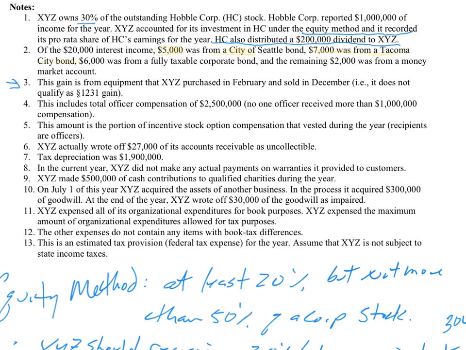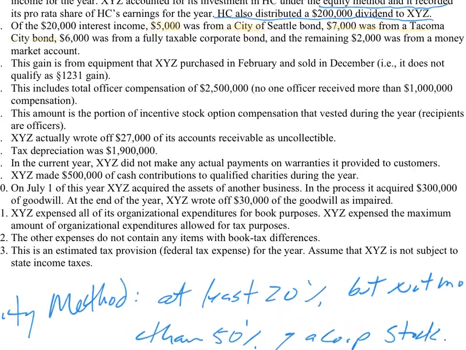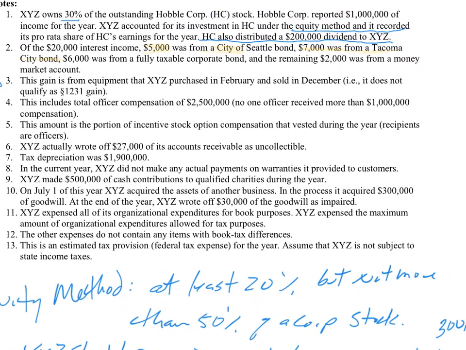Stock options, so let's go look at that note. So number 5 says this amount is the portion of incentive stock options, that's very important, that vested, also important, during the year, and the recipients are officers. So remember, there's a difference between incentive stock options and non-qualified stock options. All right, and we're going to talk more about stock options in class. But incentive stock options, you're allowed to, for book purposes, expense the amount that is vested each year.